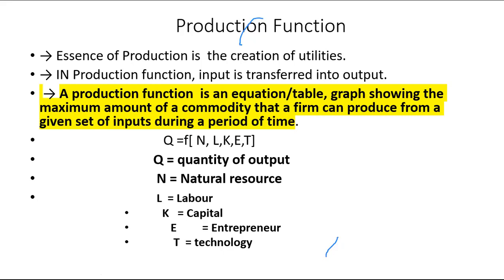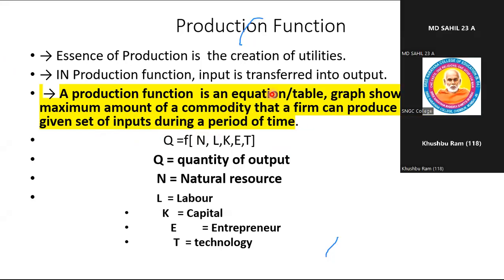First, production function is an equation or a table or a graph. Production function means equation ho sakta hai, table ho sakta hai, nahi to graph ho sakta hai. Lekin what does it show? Ye kya dikhata hai? Maximum amount of commodity that a firm can produce from the given set of input during the period of time. So production function kya hai? Maximum amount of output, maximum amount of commodity produce kar sakta hai, with the help of given inputs.